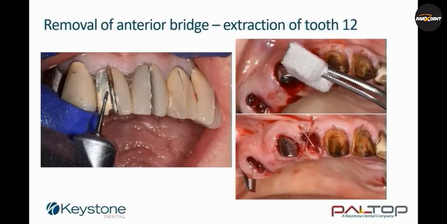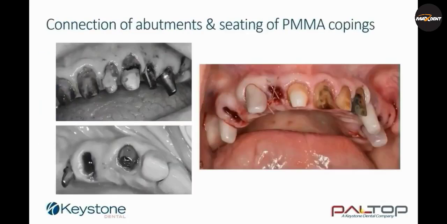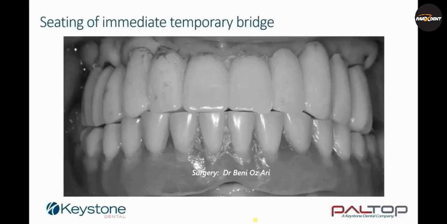Now the anterior bridge is removed. Following the removal of the anterior bridge, tooth 12 is extracted. The abutments are seated onto the implants in accordance with their position on the working model. Now the PMMA copings can be seated on top of the abutments. They seat with the friction fit. The copings are protecting the screw channel and have an intimate fit with the margin on the abutments.